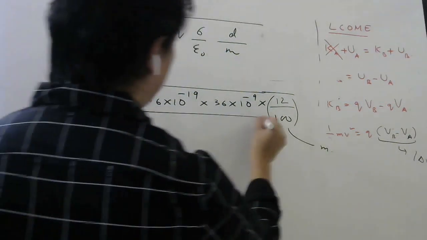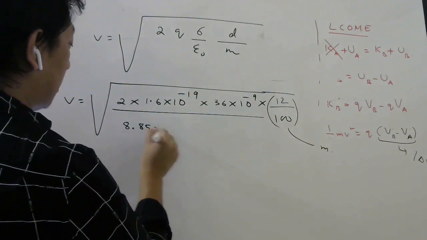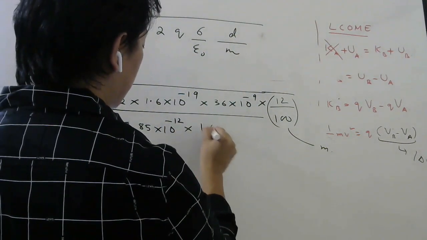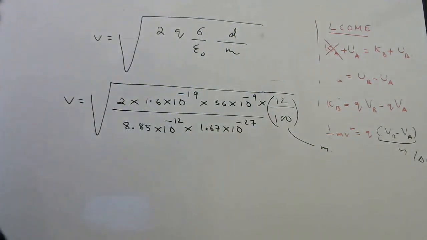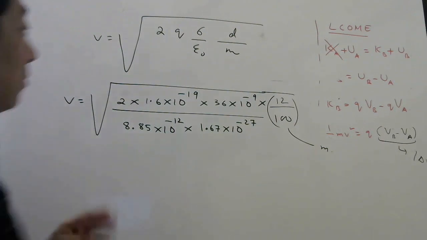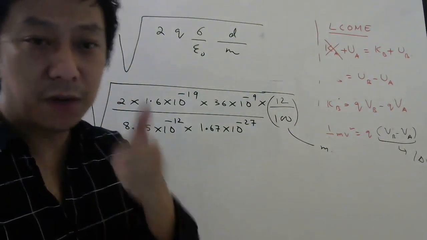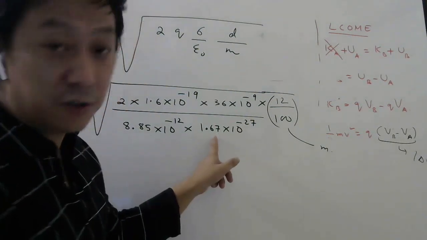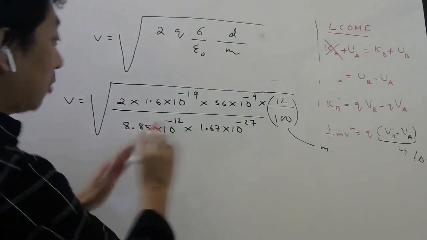Then you have to divide by epsilon naught and m. Epsilon naught value is 8.85 into 10 power minus 12. Mass of proton is 1.67 into 10 power minus 27 kg. So all these constant values you should remember. Actually in the entrance exam they will give you these constants, but it is better to remember the mass of electron, charge of electron, mass of proton, charge of proton. In chemistry also it is very useful, right? Now we have to do approximate calculation.